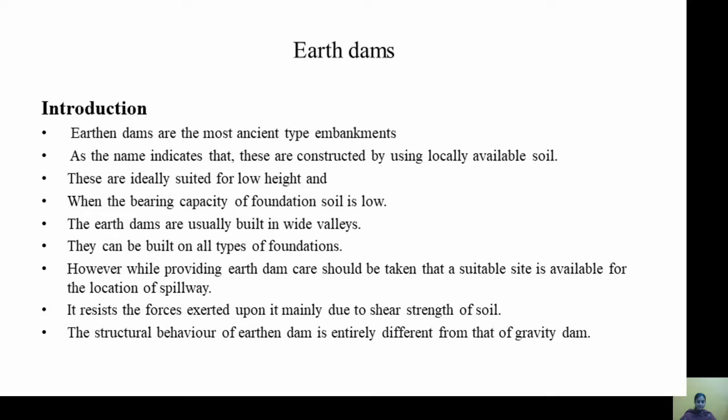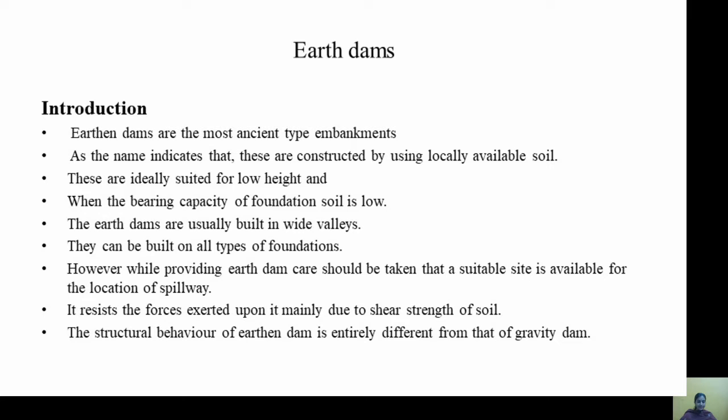Earthen dams are the most ancient type of embankments. As the name indicates, these are constructed from locally available soil. These are ideally suited for low height and when the bearing capacity of soil is low. The earthen dams are usually built in wide valleys. They can be built on all types of foundation.